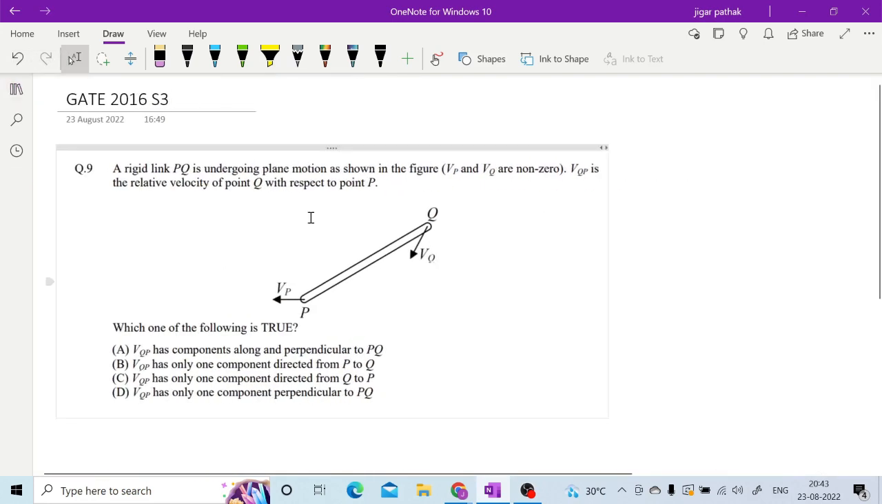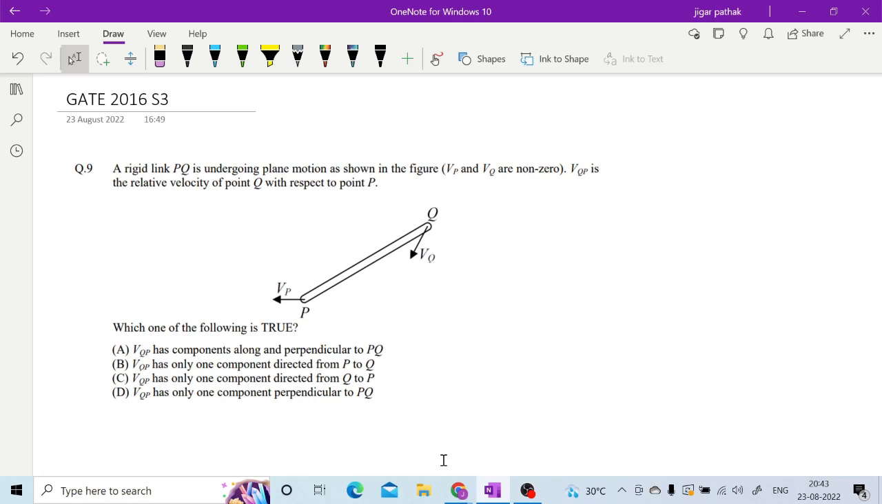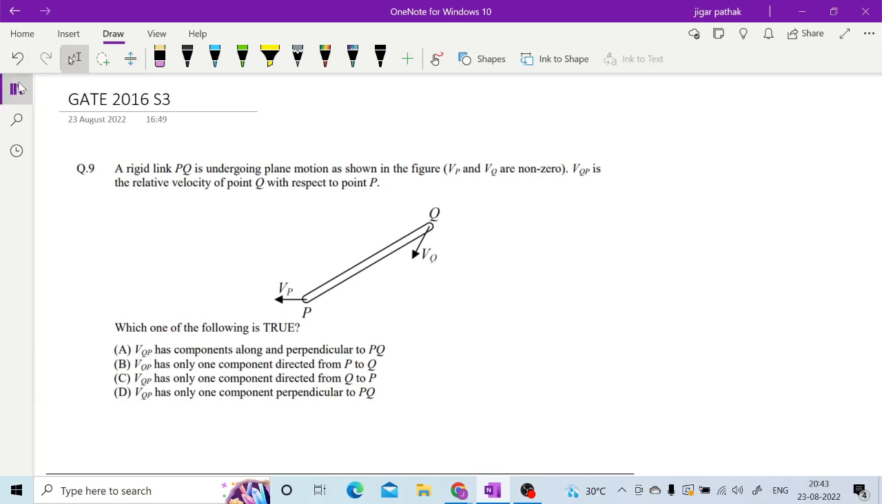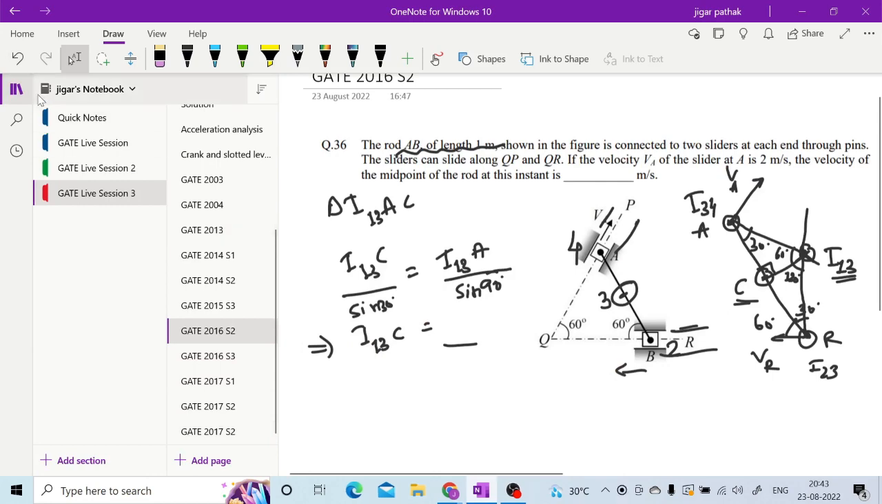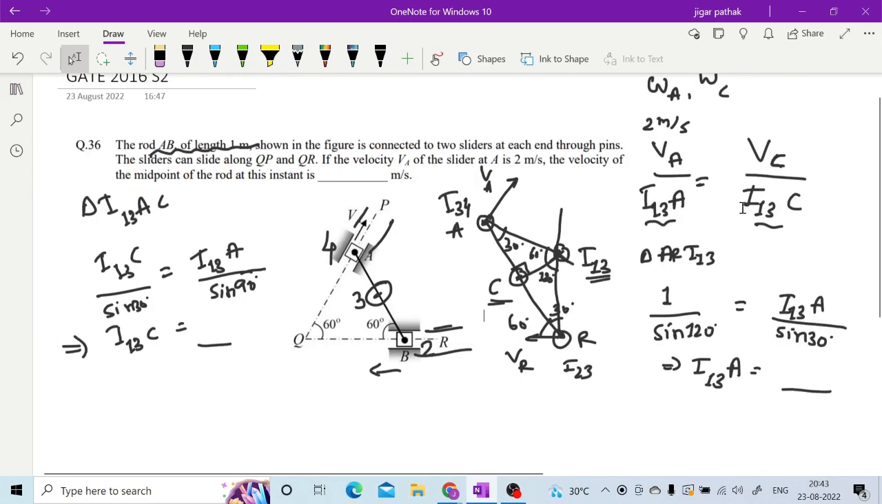Sir, I have a question. After calculating the instant center, how are we getting the VC? From the angular velocity theorem, you have VA upon I13A is equal to VC upon I13C. Yes, sir. Okay, sir. I understand.